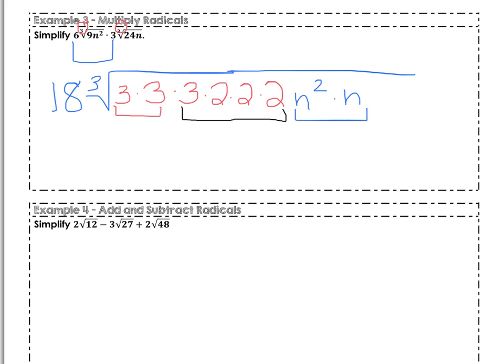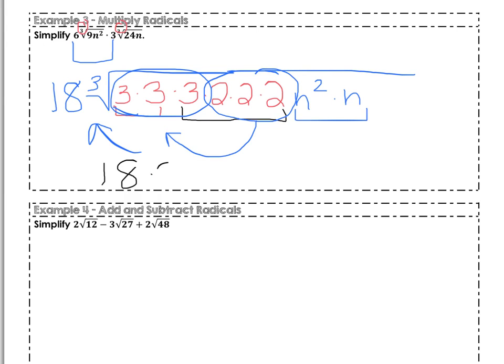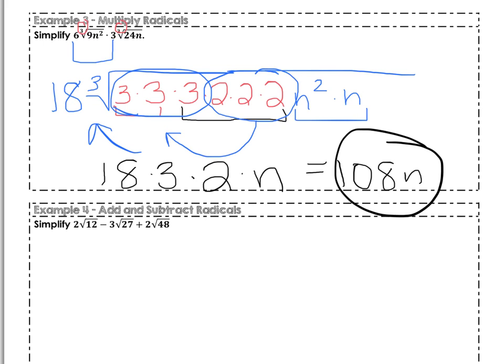So three 3's means I can pull one out. Three 2's means I can pull one out. This is going to give me three n's, which means I can pull one out. So I pull out one of my 3's, I pull out one of my 2's, and I pull out one of my n's. So we have 18 times 2 times 3, getting me 108n.